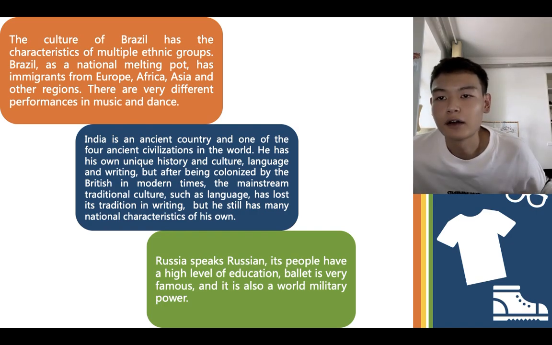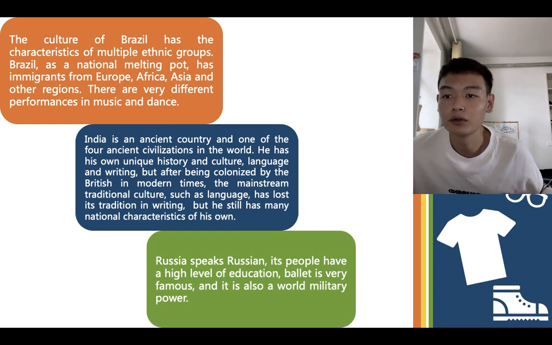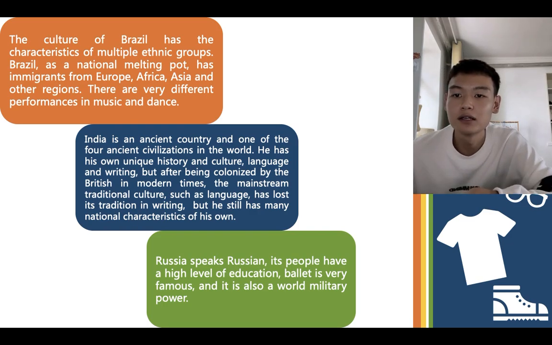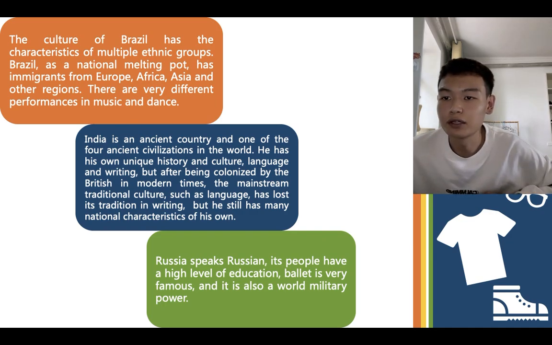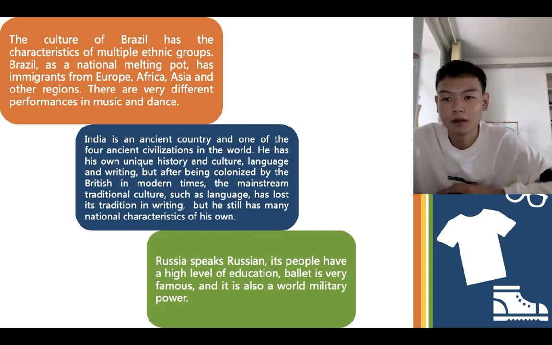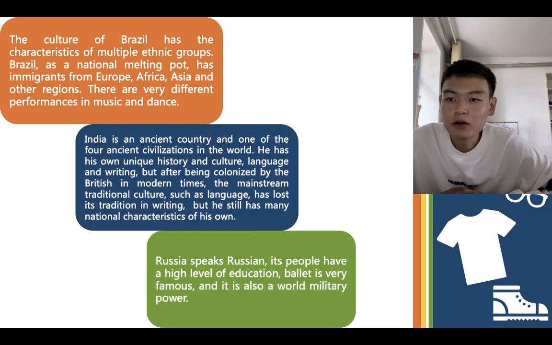India is an Asian country and one of the 4 ancient civilizations in the world. It has its own unique history, culture, language, and writing. But after being colonized by the British in modern times, the mainstream traditional elements such as language have lost their traditional writing. But it still has many national characteristics of its own. Russia speaks Russian. Its people have a high level of education. The Russian nation is very famous for battle, and it is also a world military power.